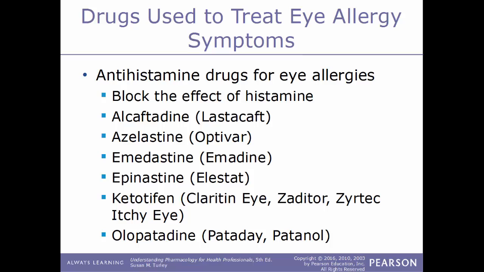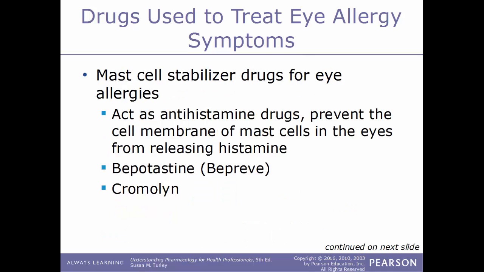And there are various types of antihistamine drugs that are used for eye allergies, and these work because they block the effects of histamines. That's why they're called antihistamines. Some examples of this type of drug: alcaftadine, which is sold under the name Lastacaft; azelastine, which is sold under the name Optivar; emedastine, which is sold under the name Emadine; epinastine, which is sold under the name Elestat; ketotifen, which is sold under the name Claritin Eye, Zaditor, or Zyrtec Itchy Eye; and olopatadine, which is sold under the name Patanol or Pataday.